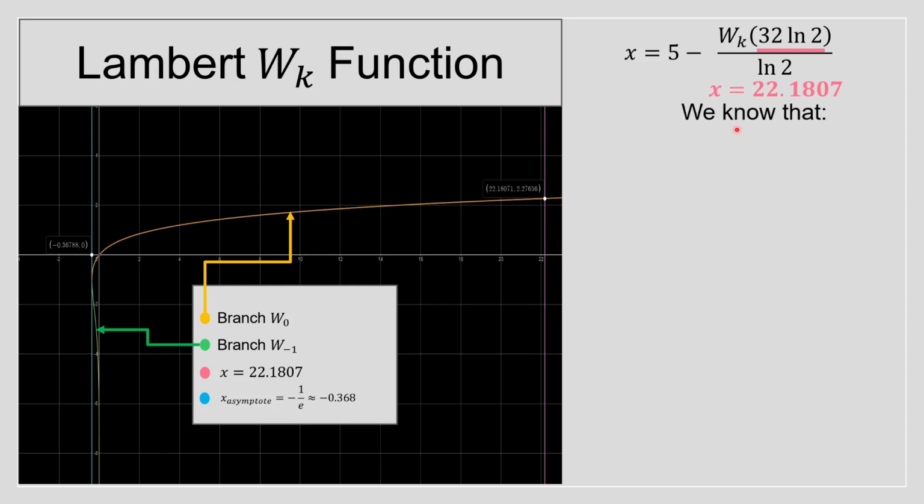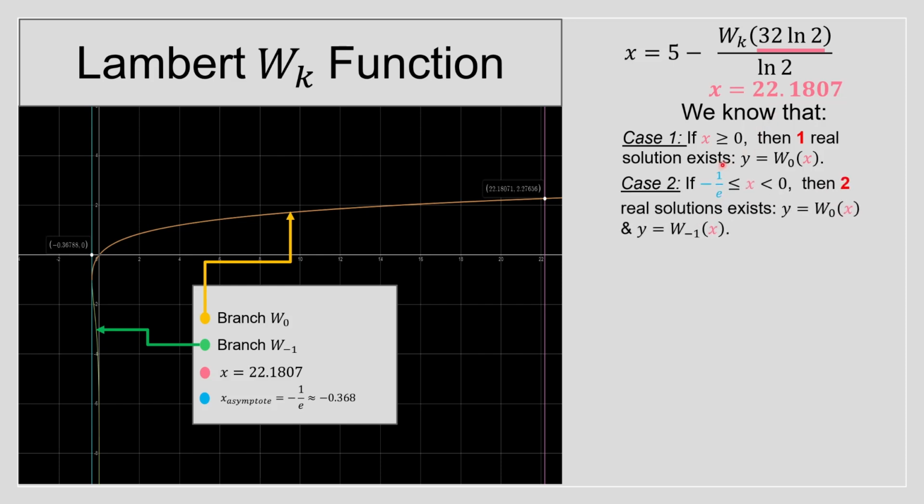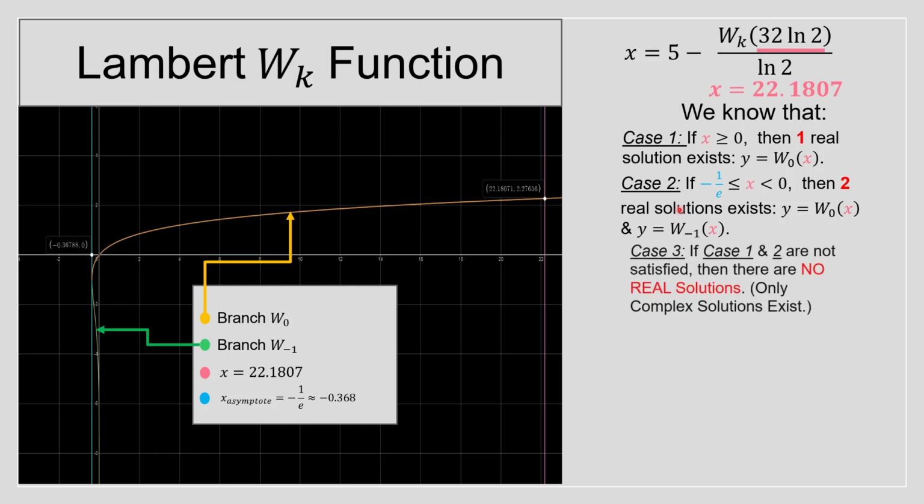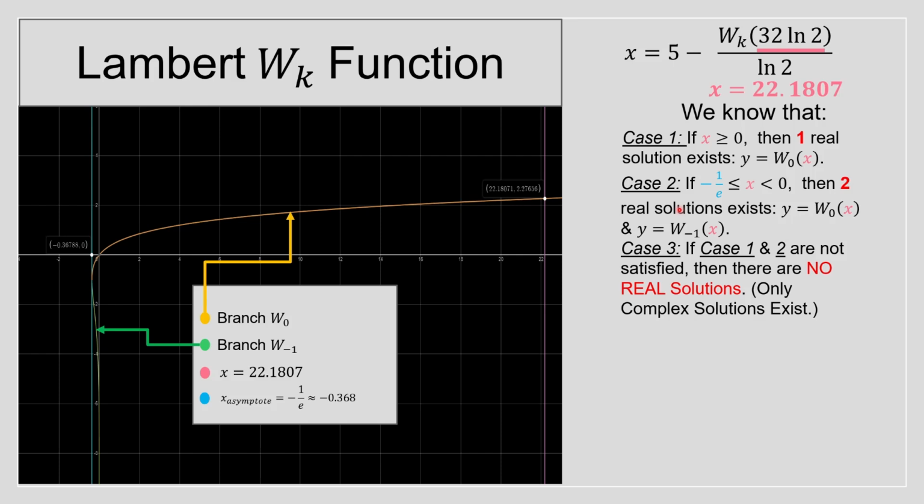So what do we know about this? Case 1: if x is greater than 0, which in our scenario it is, since it's 22, we're going to have one real solution. If we had case 2, where x is between the negative 1 divided by e asymptote and 0, we're going to have two solutions. In case 3, if 1 or 2 doesn't work out, we have infinitely many complex solutions. In this scenario, it's case 1, so we're going to write W of 0.